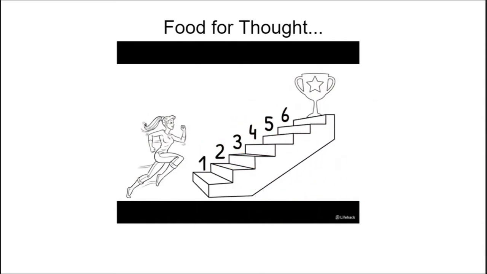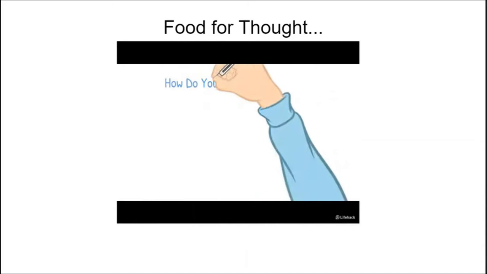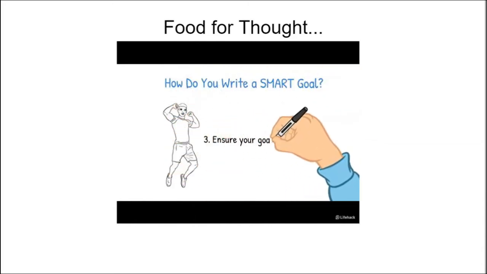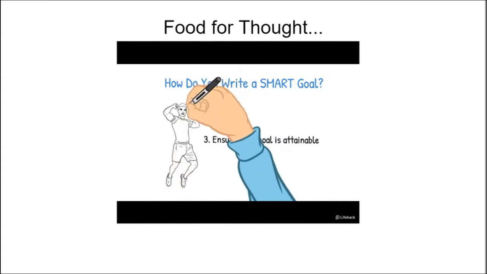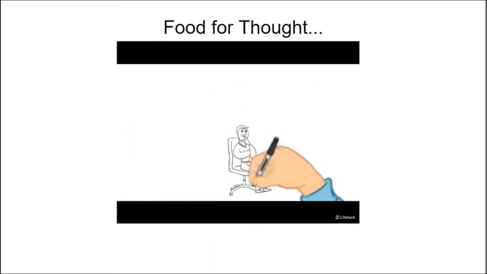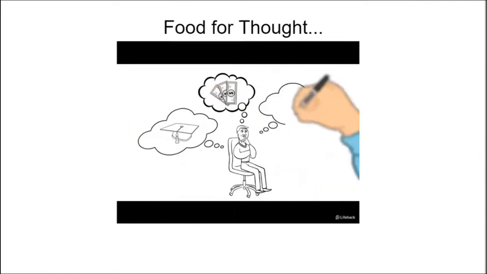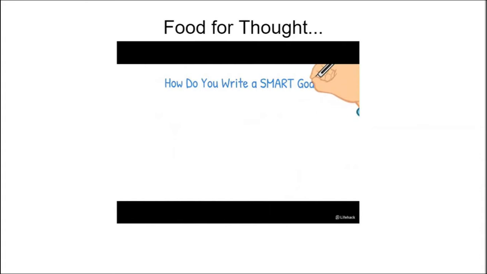The next important thing to keep in mind is to ensure your goal is attainable. It's great to have big dreams, but you want your goals to be within the realms of possibility so that you have a higher chance of actually accomplishing them. But that doesn't mean your goal shouldn't be challenging. You want your goal to be achievable while at the same time test your skills. Next, your goal has to be relevant.